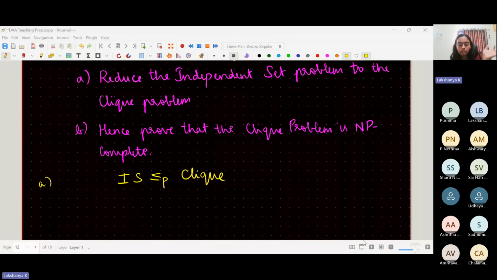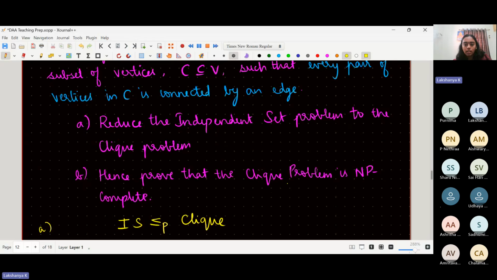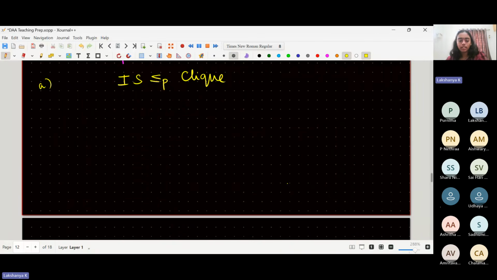Does anyone have a guess, a partial idea or a starting point of what you think could be the way to go about this? Okay, we'll see. So reduce independent set to clique. So you understand the question, right, everyone? Is the question clear? Yeah.